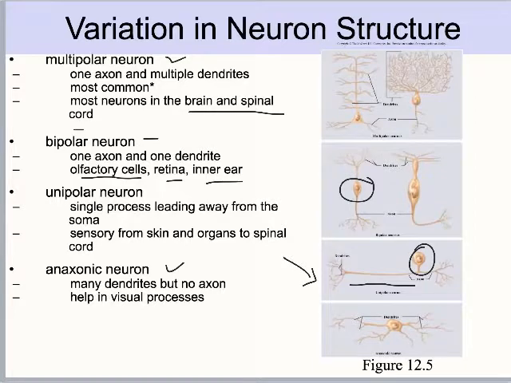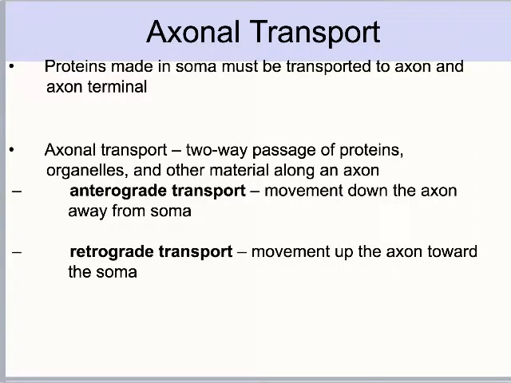Now, axonal transport. This is the cell body, where the endoplasmic reticulum and the ribosomes are, so this is where the proteins are going to be made. The proteins have to be taken from the soma, from the cell body, and transported down to the axon terminal or the synaptic knob.